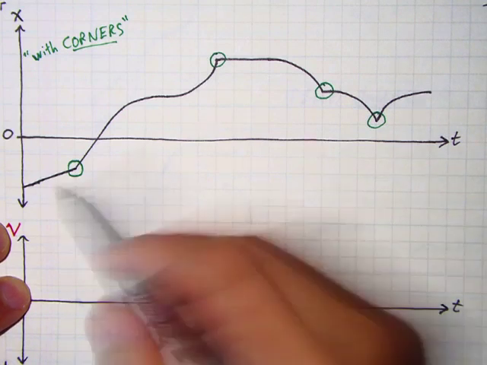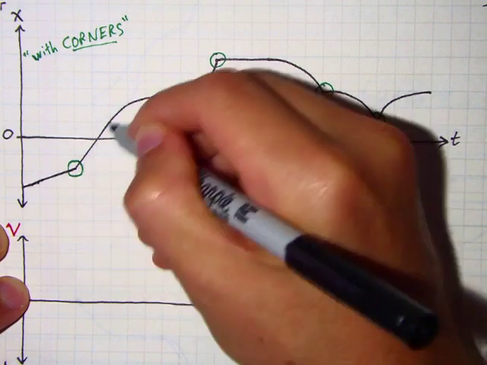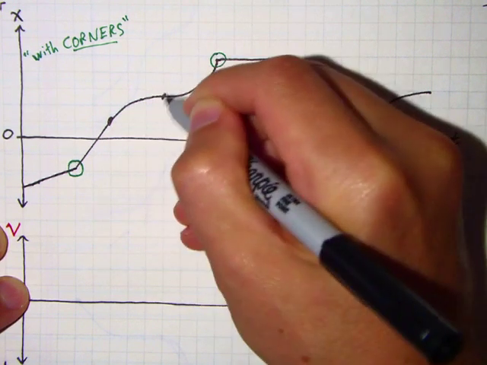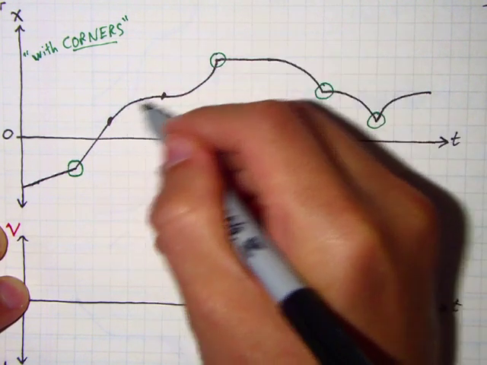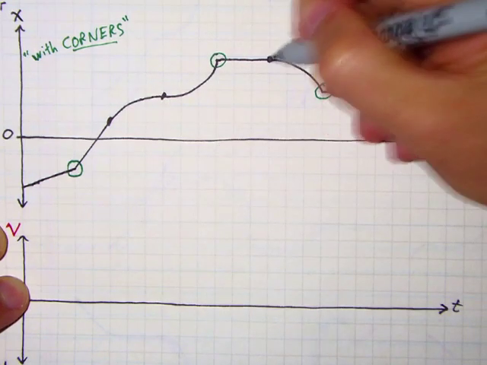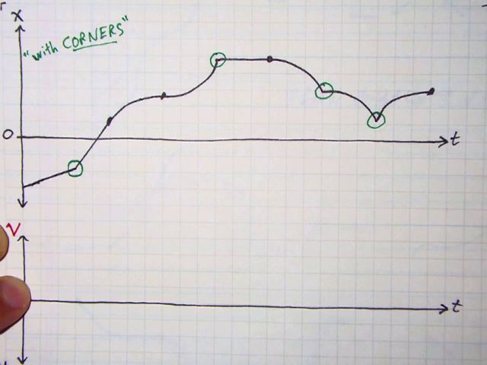So those are definitely transitions. How about right here? This segment is straight line, and it becomes a curve right there. Then the curve changes from curving this way to curving that way. Then we've got a straight line here, starts to curve, starts to curve. Okay, we've got our segments identified.